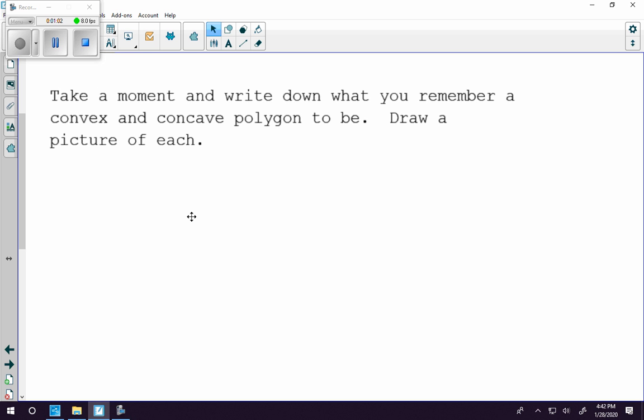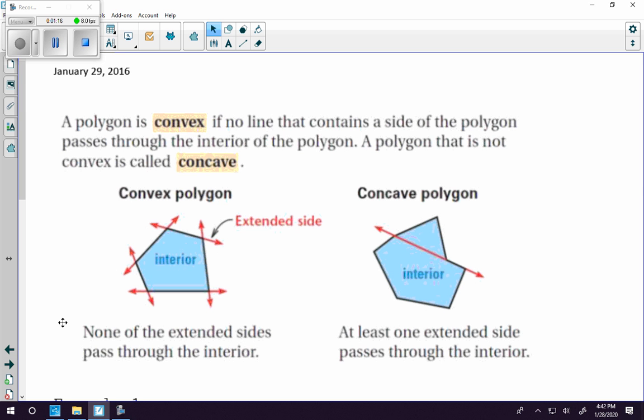So where it says take a moment and write down what you remember about convex. A convex polygon has no vertices punched in or caved in, and a concave polygon has one or more vertices punched in, if you will. Okay, if we flip over and take a look, you got the definition. A polygon is convex if no line that contains a side of the polygon passes through the interior of the polygon. A polygon that is not convex is called concave. That's a very professional definition, if you will.